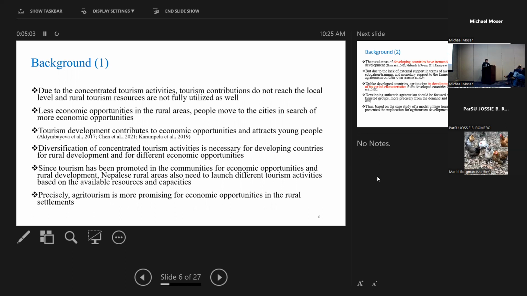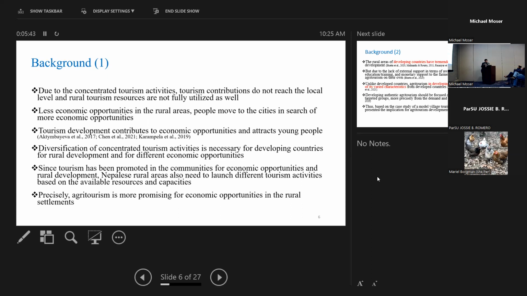We have pretty good tourism resources in Nepal, but the problem is tourism activities are concentrated in some of the specific destinations, which makes less contribution to the poor people. The tourism contribution does not reach the lower level, and the tourism resources are not fully utilized as well. Therefore, we need to diversify tourism activities in different rural areas, and we need to utilize the rural resources as well.